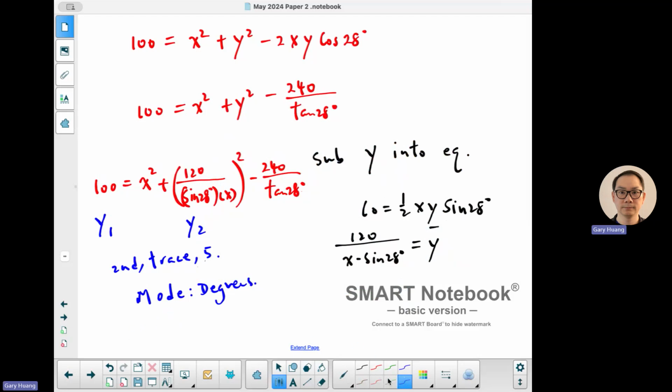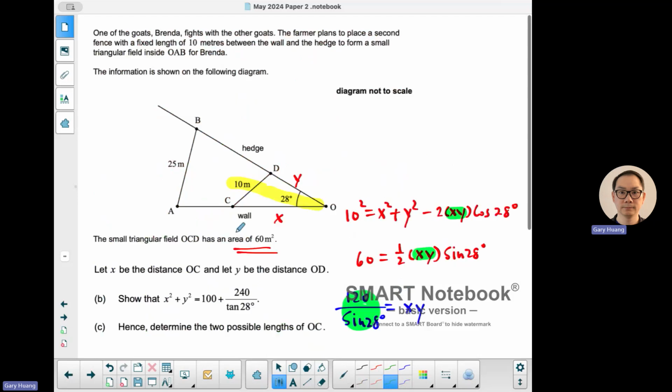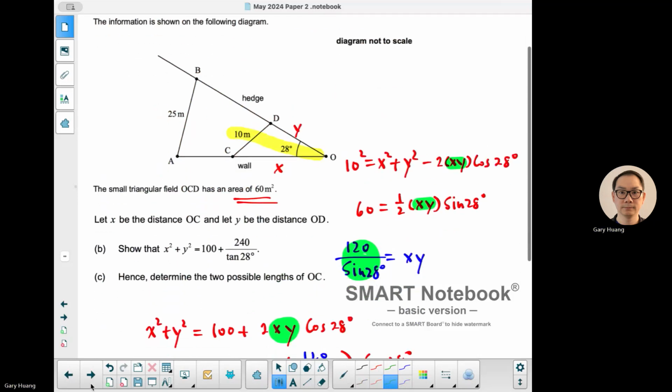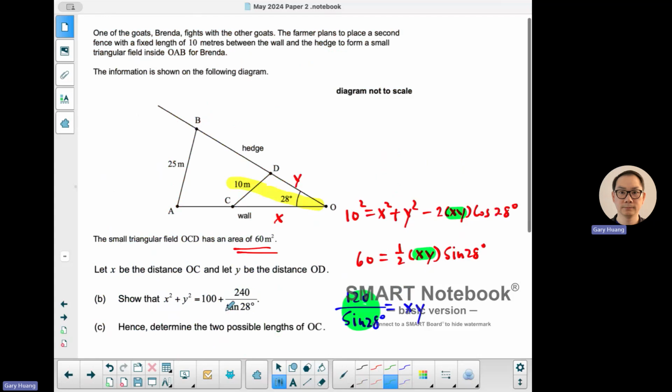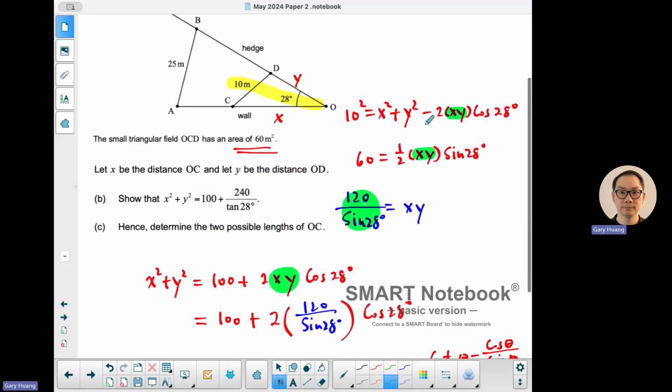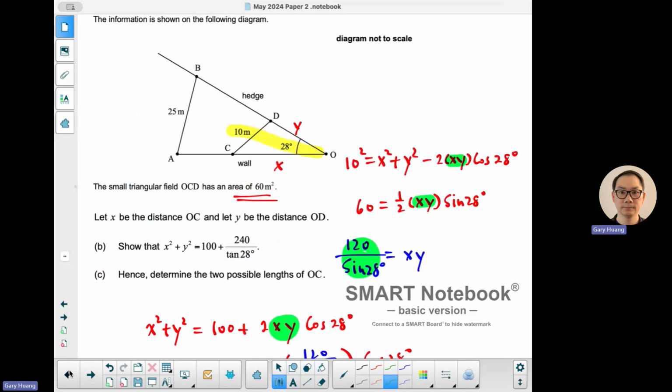So using the graphing calculator, I got 2 x values, rounded off to 3 significant figures. x is 13.1 or x is 19.5. Okay, so those are the 2 values of OC: 13.1 meters and 19.5 meters. Basically, for the last little part, you have those 2 equations, 2 unknowns. You're trying to solve for the x value in this case. Okay, so that's the last question.